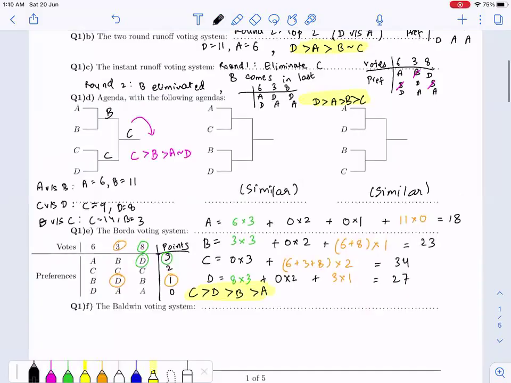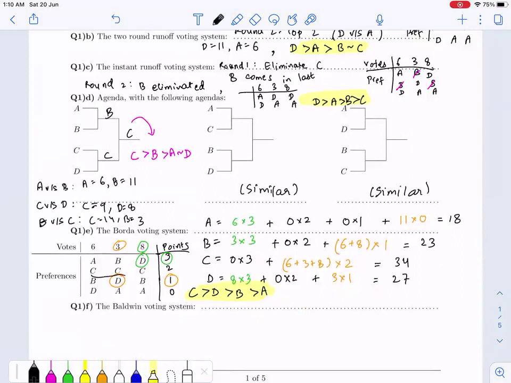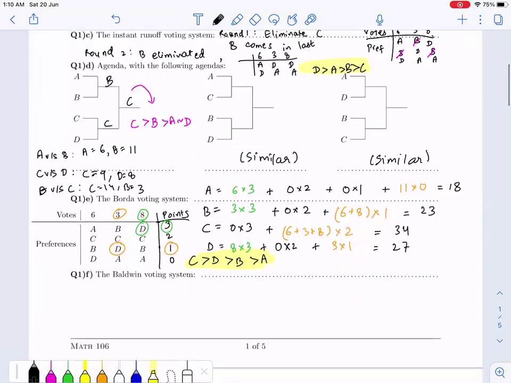Okay, so again, you see how BODA at least makes some sense, because C, even though it wasn't the top choice for any voter, it was the second top choice for all voters. So the first 3 voting systems, which ranked C as the absolute loser, did not really make any sense, right? It was not a very good representation of the voters' preferences.